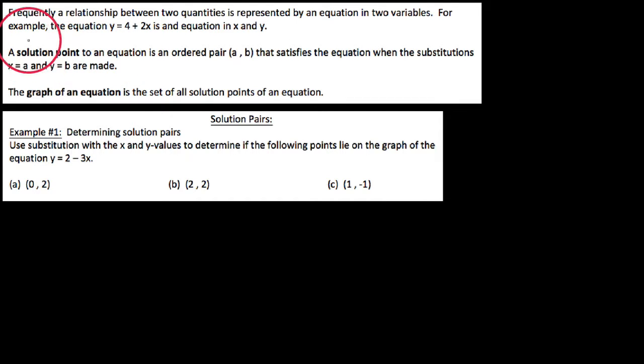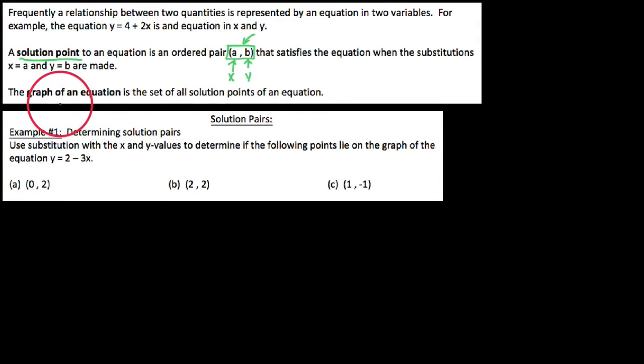So what we're going to look at here is what we call a solution to an equation in two variables. We say specifically that a solution point, something we can graph, is some ordered pair (a, b), and it is a solution if and only if it satisfies the equation when the substitutions x equals a and y equals b are made. That is to say, everywhere I see an x, put an a instead, and everywhere I see a y, put a b instead. As long as I get a true statement, that point is a solution of that equation. It's a solution point.